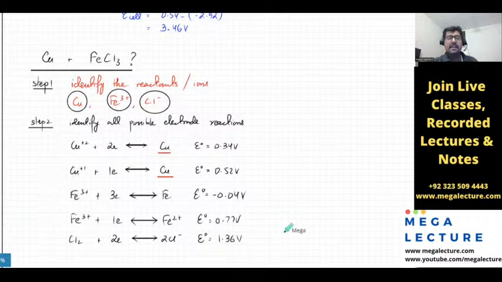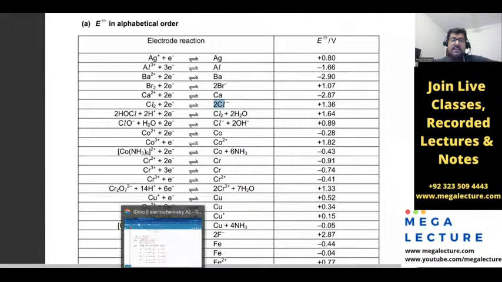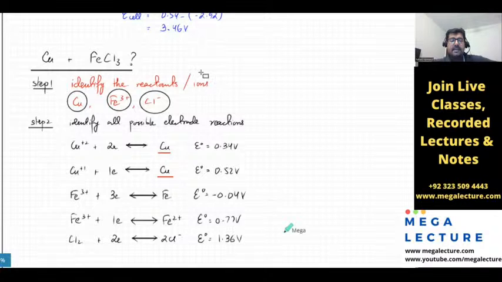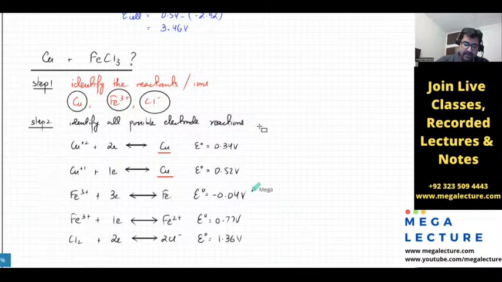So I've written down all. Now you don't have to actually write it down, because if you have the data booklet or the table is given to you, you just mark it on there. So you don't have to waste time writing this every time. You can just put a mark on all those equations that are relevant to you. I said identify all possible electrode reactions involving your reactants only.